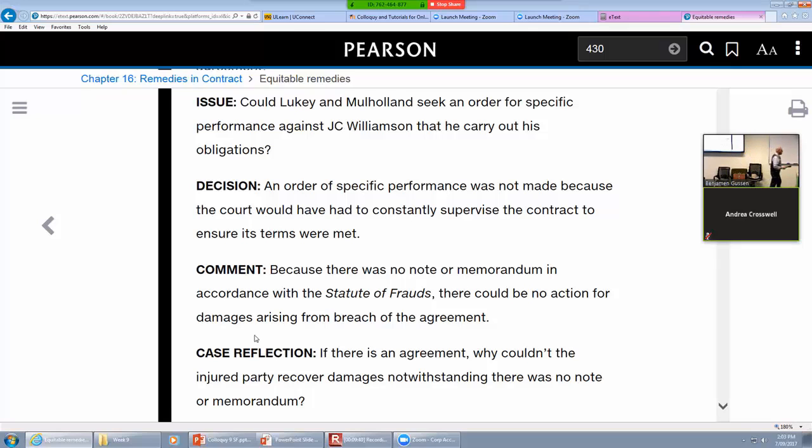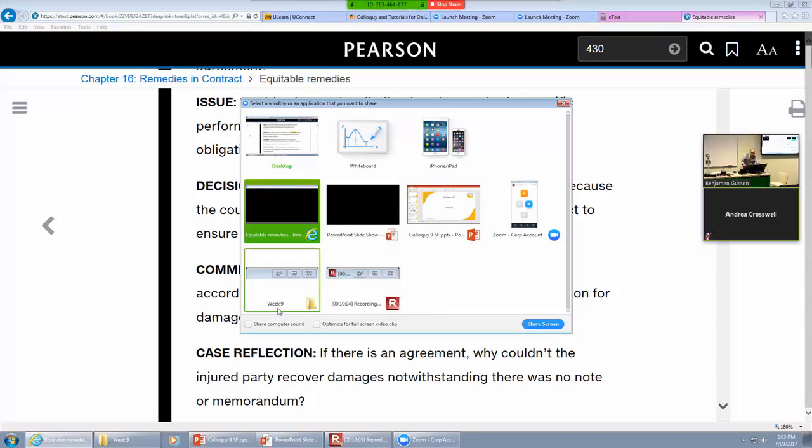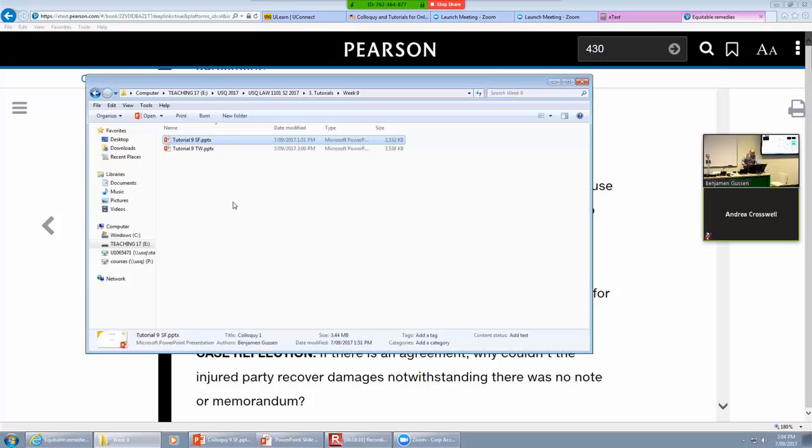After the break, I will take you through at least a few to know exactly what I want. What did they say? An order for specific performance was not made, and the reason was they would have had to constantly supervise the contract to ensure its terms were met. What are they talking about? So you recall what we said in terms of our tutorial.